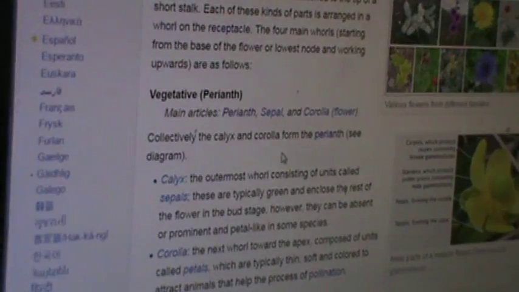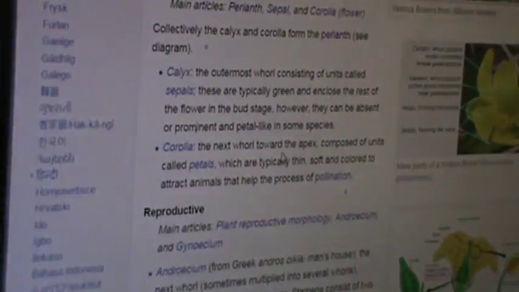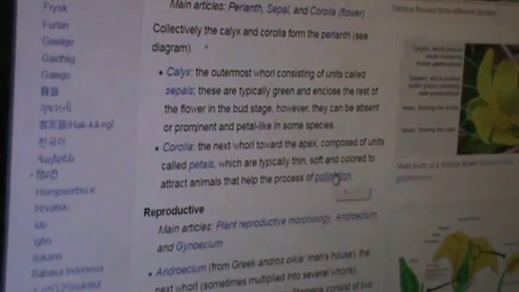So many names. And the apex is the top, which is father. The corolla, composed of units called petals. This is so crazy. Even that parallels Jesus. Okay.